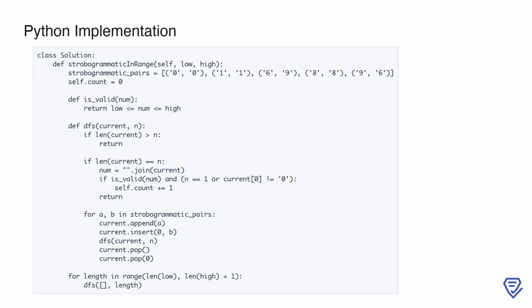In the recursive process, we iterate over each pair in strobogrammatic_pairs, appending one digit to the beginning and the other to the end of the current number. After making a recursive call, we backtrack by removing those digits to try the next pair. This process systematically explores all possible strobogrammatic numbers of a given length.